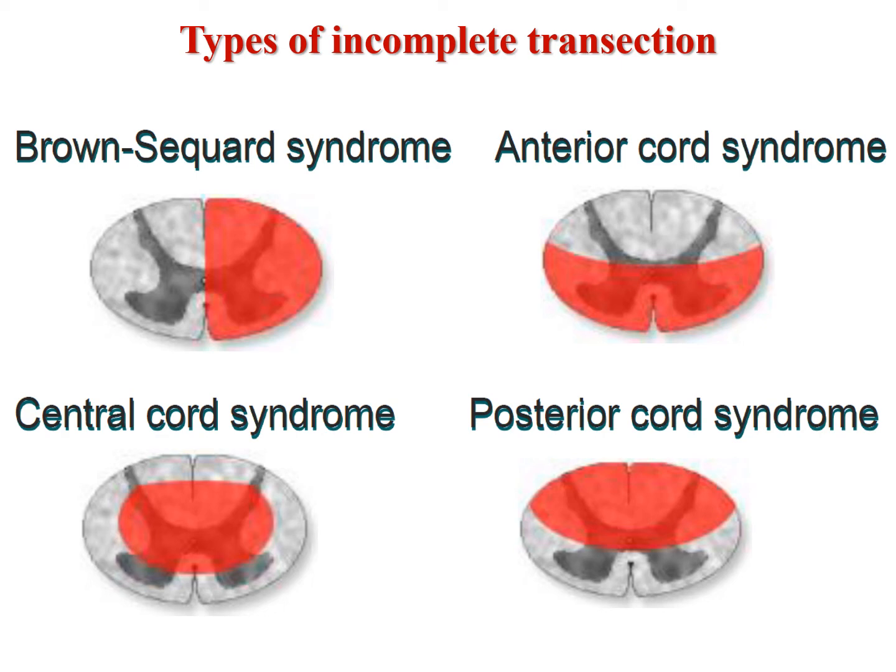In central cord syndrome, you can see the central part has been sectioned while the peripheral parts are intact, and in posterior cord syndrome, the posterior part is sectioned and the anterior part is intact.